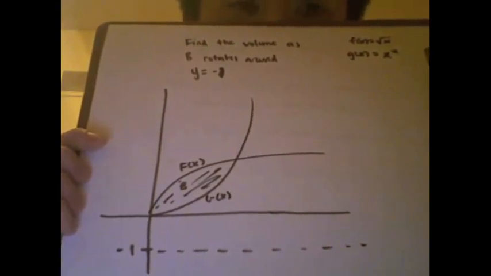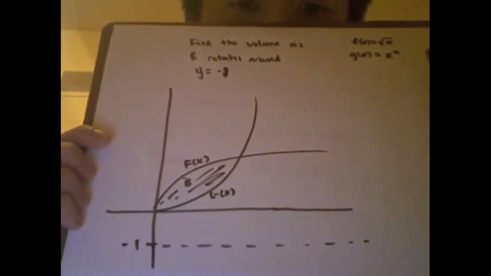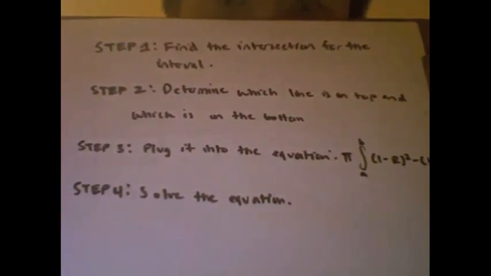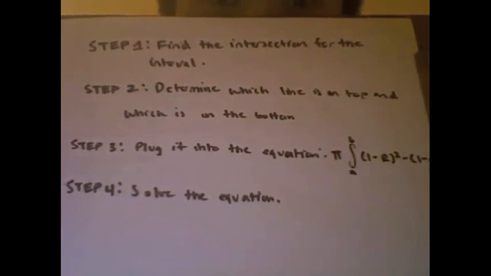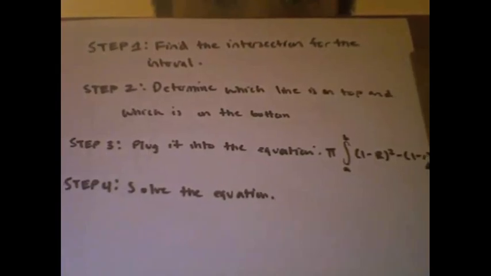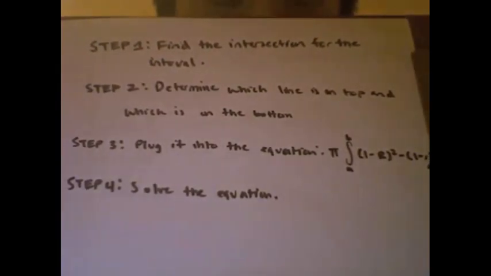f of x, which is the top one, is square root of x, and the bottom one is g of x, which is x to the 4th. Your first step will be to find an intersection between these two so that you know exactly where the bounds are. Step 2 is determining which one is top and which one is bottom, and f of x is top, g of x is bottom.